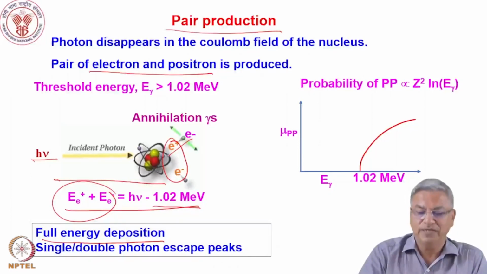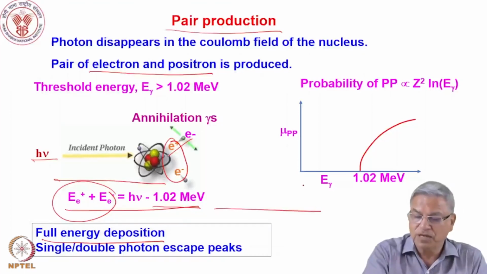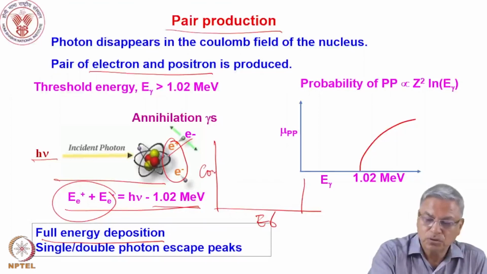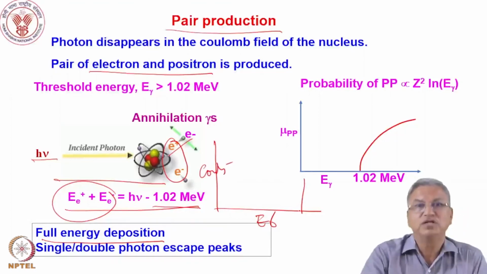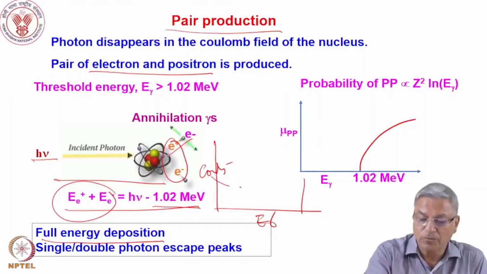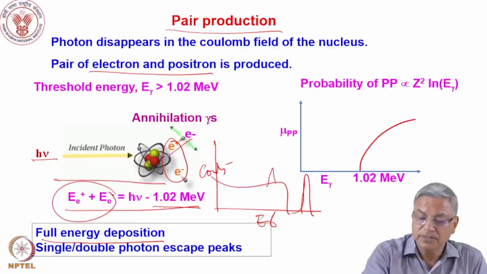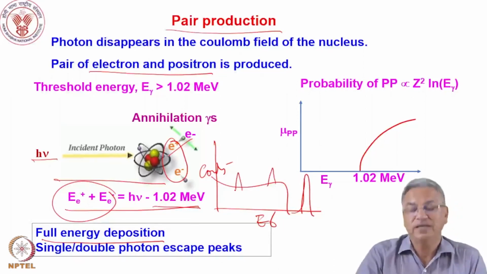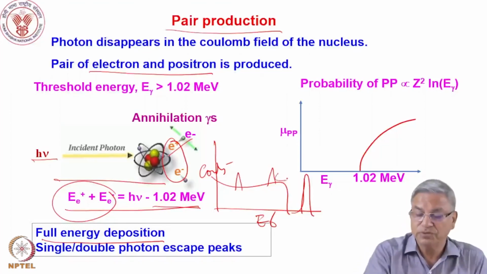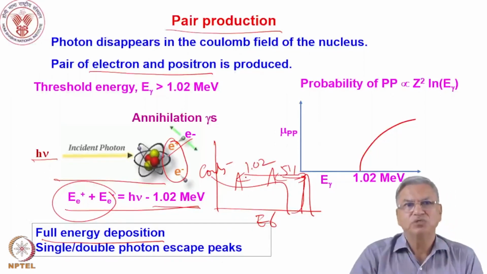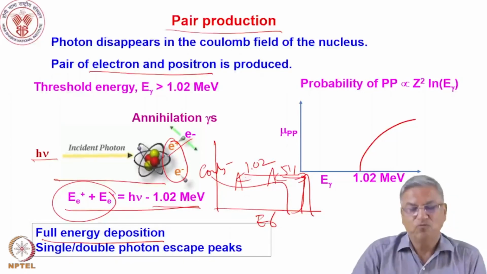So what you will have here, suppose this is the gamma ray, E gamma versus counts. If this is the full energy, and this is the Compton, this is the photopeak, you will see the single escape and double escape peaks on the gamma spectrum because of this 511, and this is 1.03, corresponding to single escape and double escape. So this is what happens when pair production takes place.